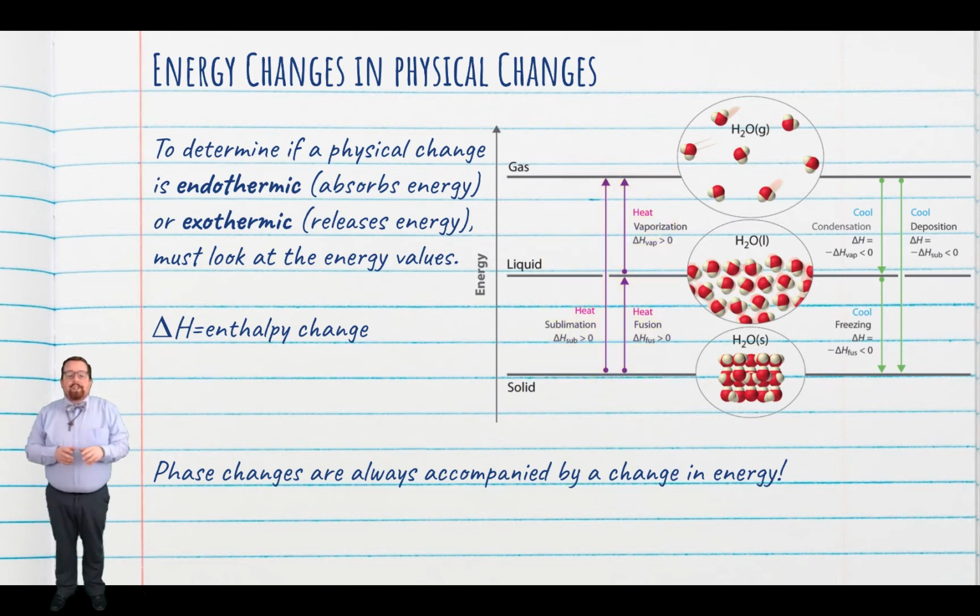If it releases energy or has a negative enthalpy change, it's exothermic. It moves from a state of higher energy to a state of lower energy, meaning it loses some of its energy. Phase changes that are exothermic are over here on the right, like deposition, condensation, or freezing. No matter the phase change, there's always a change in energy. We should know this by now. We know that solids, liquids, and gases all have different amounts of particle movement, which means that they have different amounts of energy. So there has to be a change in energy if we're moving from one state to another.